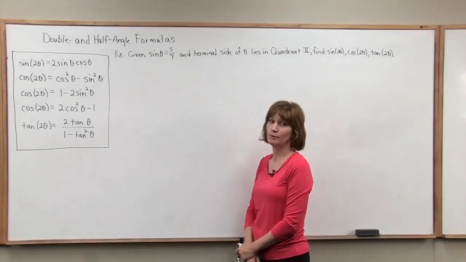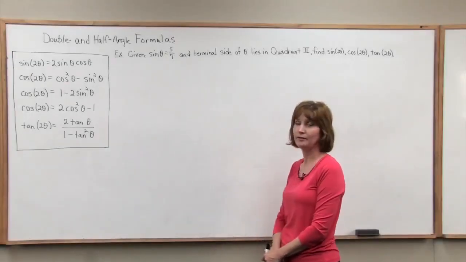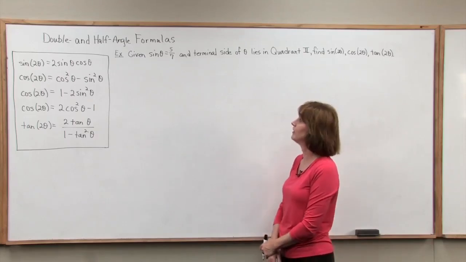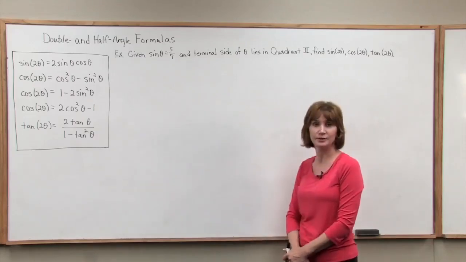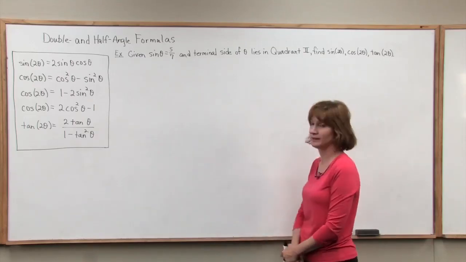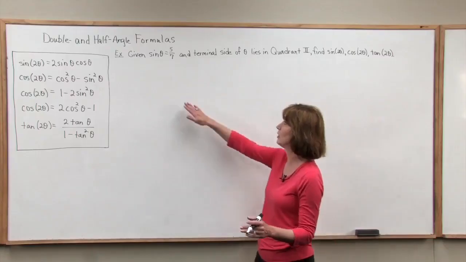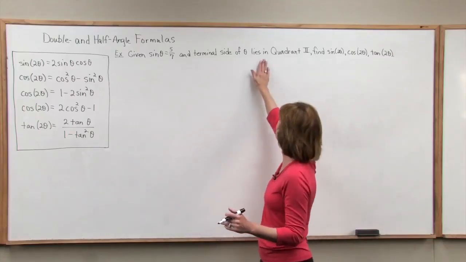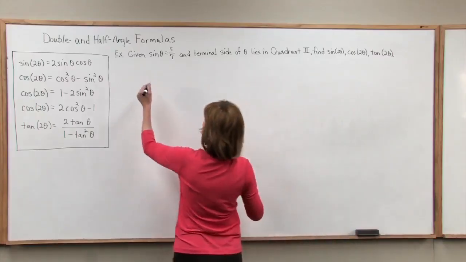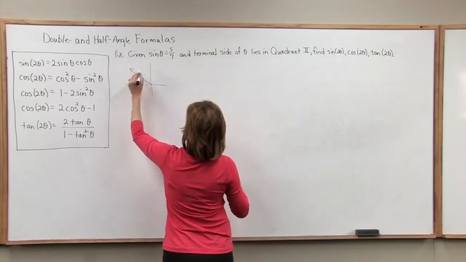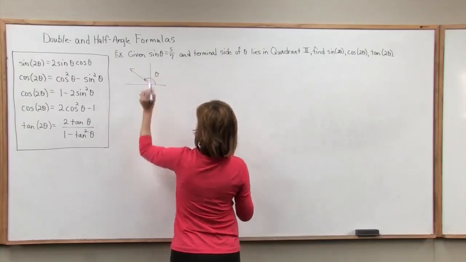Let's look at this example where we're given sine of theta is 5 over 7, and we know the terminal side of theta lies in quad 2. We want to find the exact value of sine 2 theta, cosine 2 theta, and tangent 2 theta. Well, the first thing we need to do is very important. We need to draw a picture for theta. We know the terminal side lies in quad 2, so let's draw a picture. So here's my angle theta.